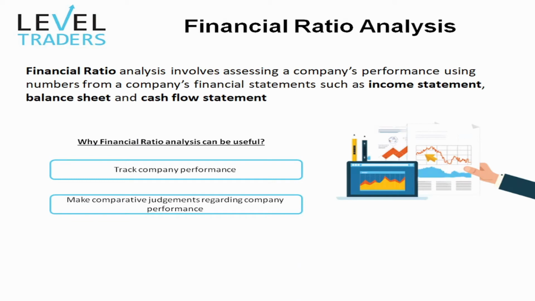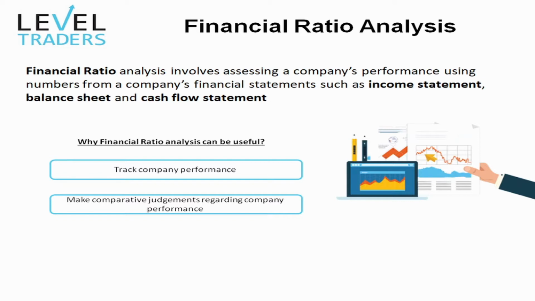You can also use it to make comparative judgments regarding company performance. So comparing financial ratios with that of major competitors is done to identify whether a company is performing better or worse than the industry average. So for example, you could use return on equity as a way to compare between two companies.